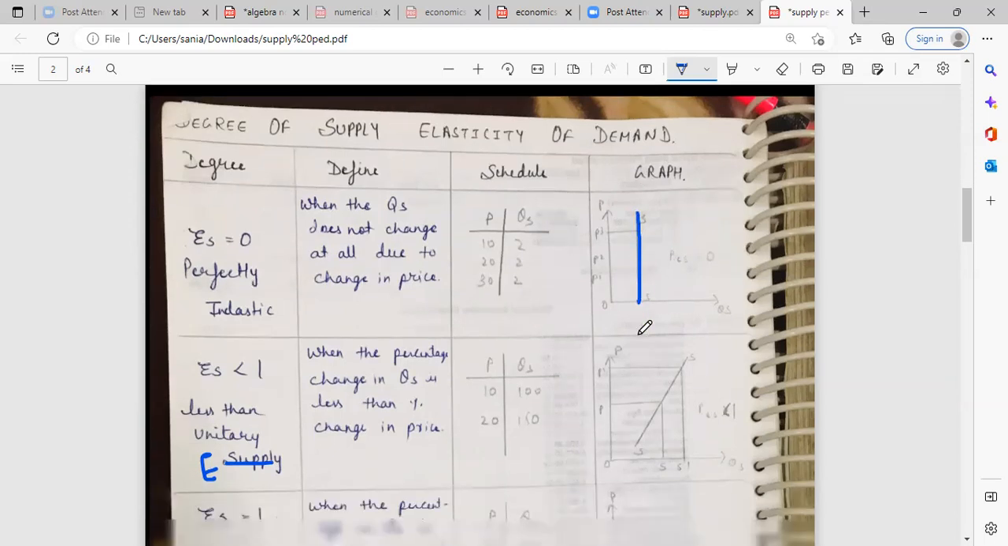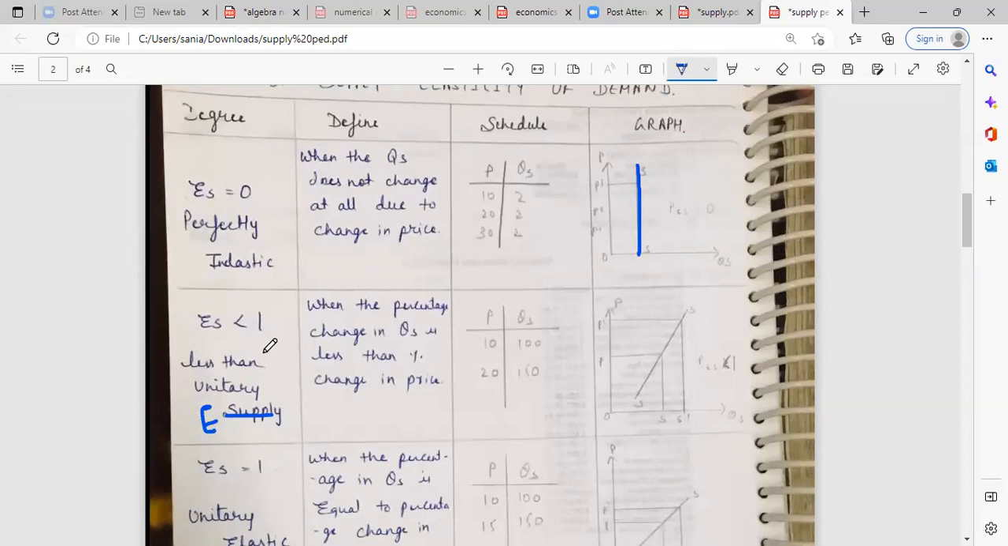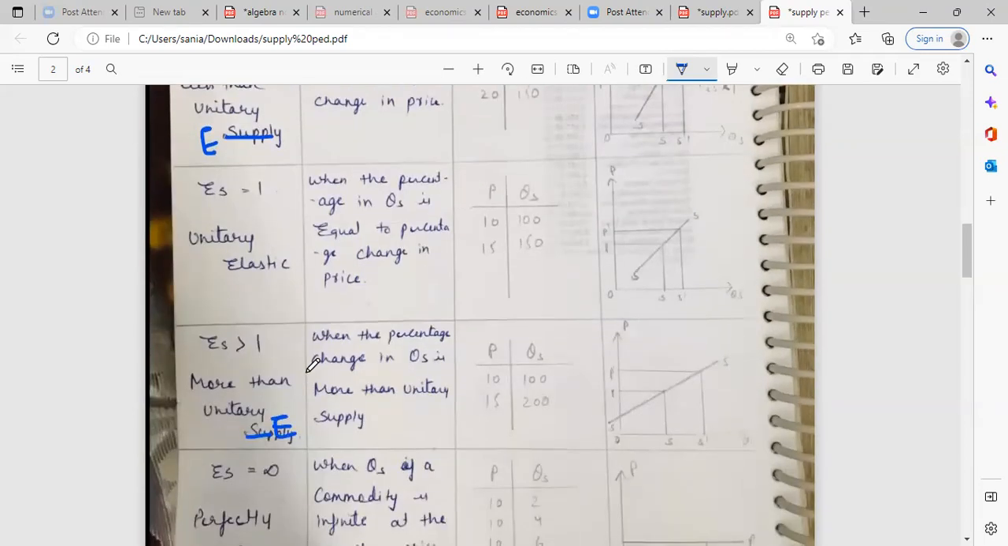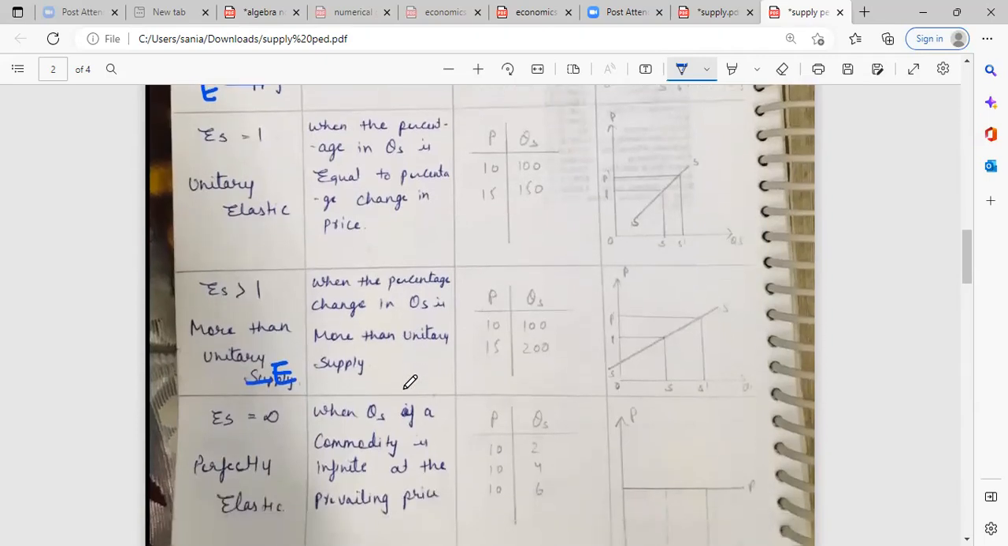When your ES is less than this, you can say the percentage change in QS is less than the percentage change in price. So at that time, it is like this. Okay. And then when your ES is this, the percentage change in QS is equal to the percentage change in price. So at that time, it is somewhere like this. It is steeper. Then when the percentage change in QS is more than the unitary supply, it is like this and this.